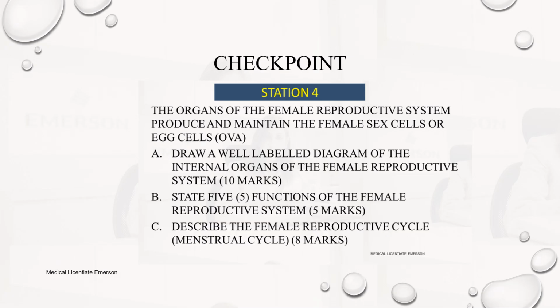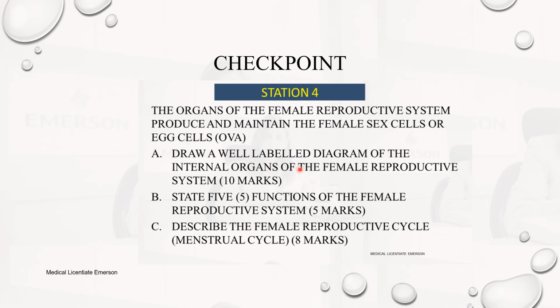So let's do the checkpoint. In short, we have come to the end of the lecture. This is one of my favorite compulsory questions, where I say the organs of the female reproductive system produce and maintain the female sex cells or egg cells, or the ova to be specific. Question 1. Draw a well-labeled diagram of the internal organs of the female reproductive system. This is one of the highly anticipated questions in anatomy if I'm the one preparing the exam, because for the male, I usually ask for labeling, but for the female, I usually ask for drawings.